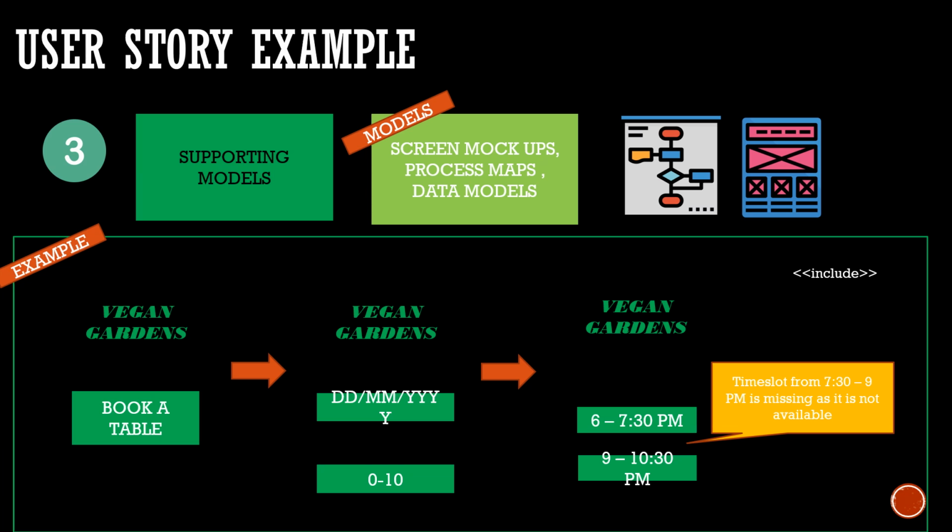Usually the time slot is 1.5 hours for this particular restaurant. So if you see here, the time slot from 7:30 to 9 p.m. is missing, because it's not available. So we just wanted to demonstrate how it will look, and this screen navigation flow can be attached as a supporting model, so that the development team and also the testing team get an idea. It helps them to better visualize what we have put in words in components 1 and 2.